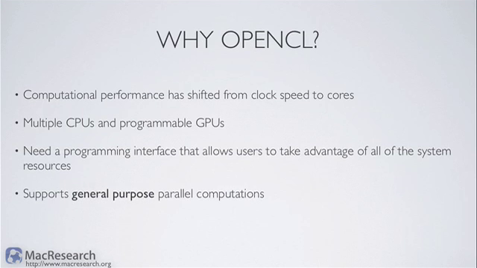So why do we care about OpenCL, and what's the big deal here? Well, as you know, computation performance has shifted from clock speed to cores. There was a time where you just made the CPU run faster. A lot of you know this already, but for the sake of completeness, you increase the clock speed, you get more performance, and you get it almost for free and for cheap. I say that knowing it's really not that simple, as there's a lot of engineering that goes into it. But the idea is that on a single CPU, you can just increase the clock speed and get more performance out of it.